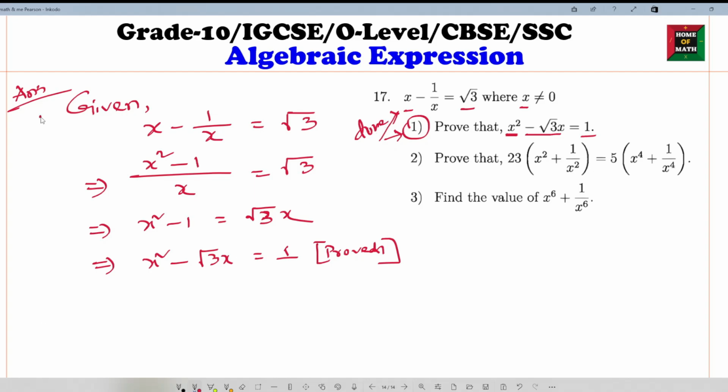Second question: prove that 23 times x square plus 1 by x square equals 5 times x to the power 4 plus 1 by x to the power 4. Here also we need help from the given. So first step, we have to find out the value of x square plus 1 by x square, right?